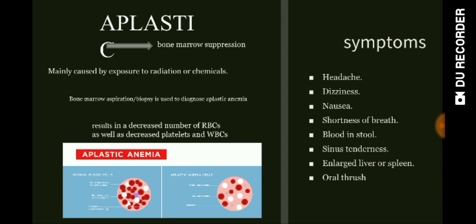Aplastic anemia results in a decreased number of red blood cells, platelets, and white blood cells. I put a little picture down there so you can get the idea. A normal cell is fully loaded with all these blood cells, and then the aplastic cell is just them all kind of floating around looking for something.